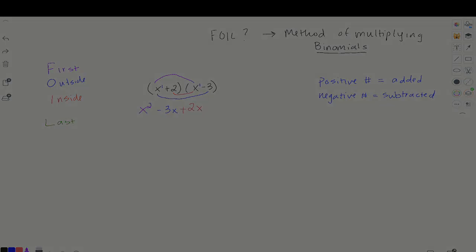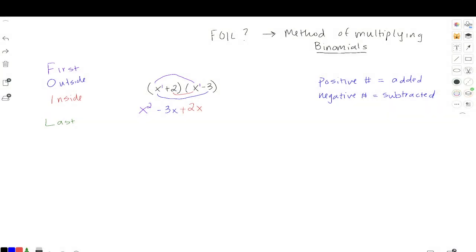Okay, and then the last thing that we do here, we take our last term. So this 2 is the last term of this binomial, and this -3 is the last term of this second binomial. We're going to multiply those together. And a 2 times a -3 is -6, and since it's a negative number, it's going to be subtracted.